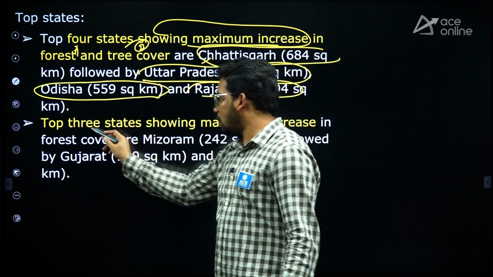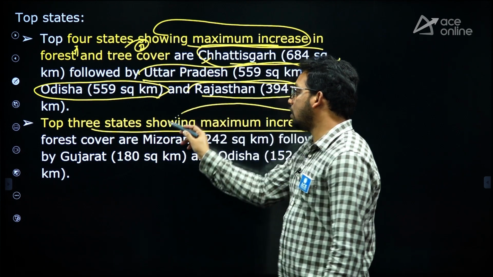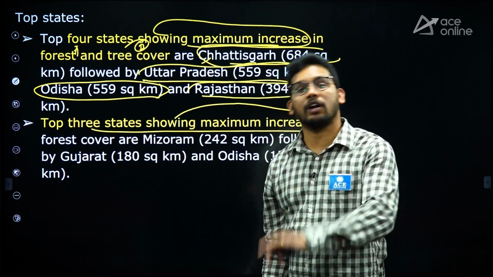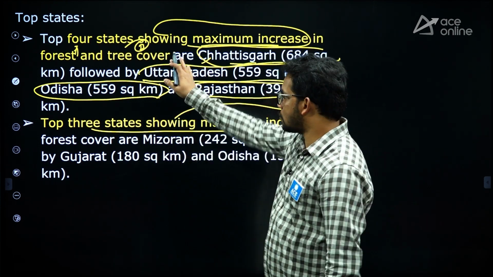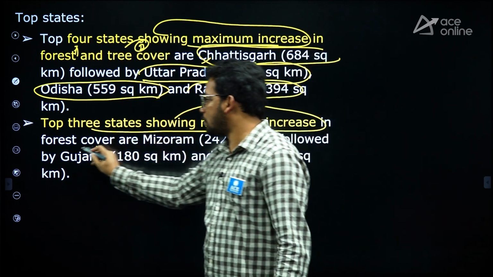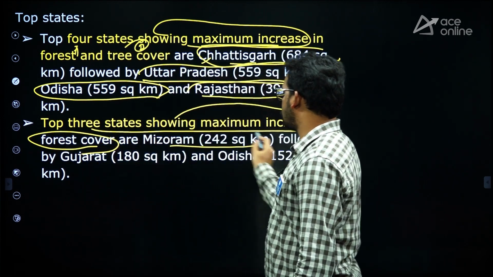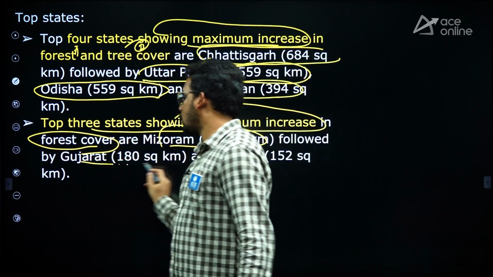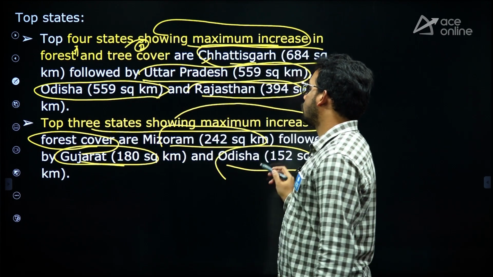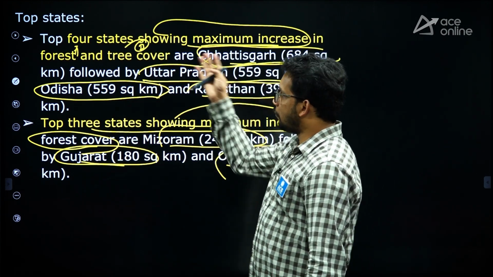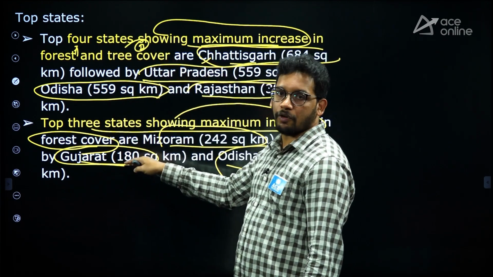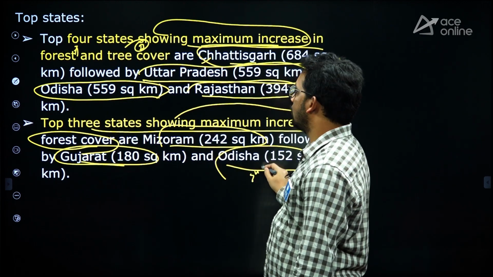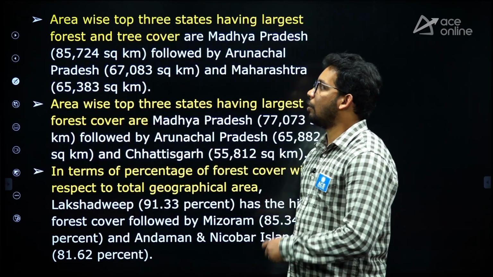Now top 3 states showing maximum increase specifically in forest cover. So excluding tree cover, this is specifically forest cover, that is Mizoram, then Gujarat and then Odisha. So Odisha is in both the forest plus tree cover and only forest cover, it is at the 3rd rank, right? So you need to remember the top ones.